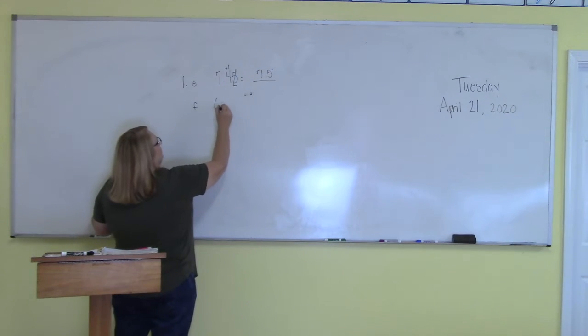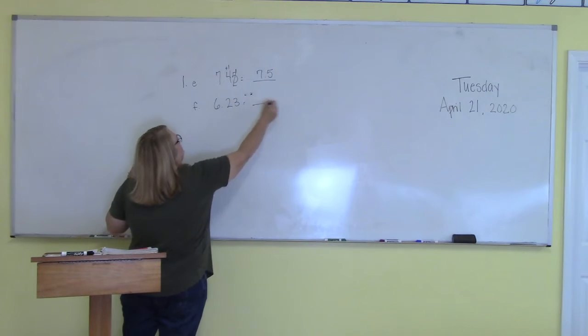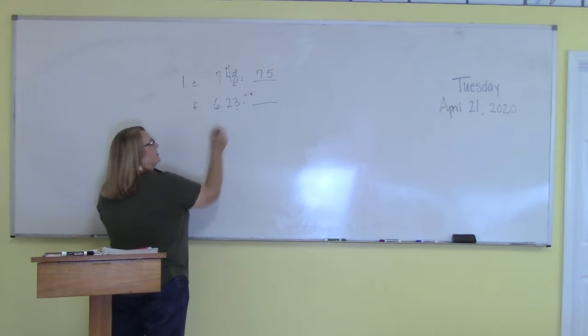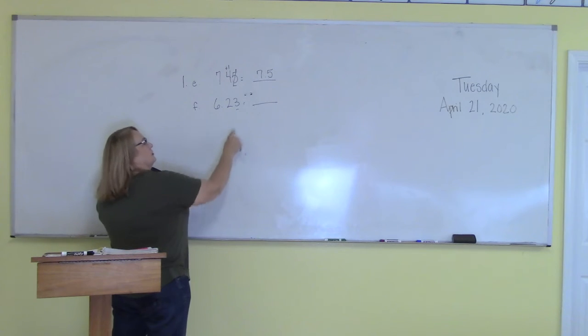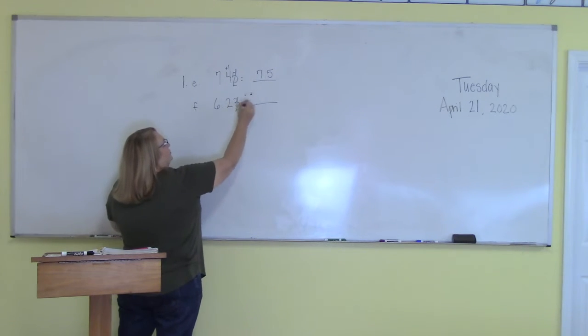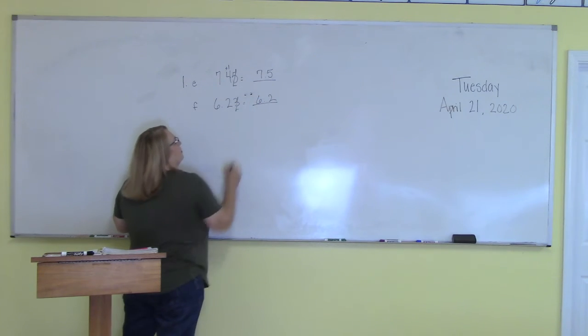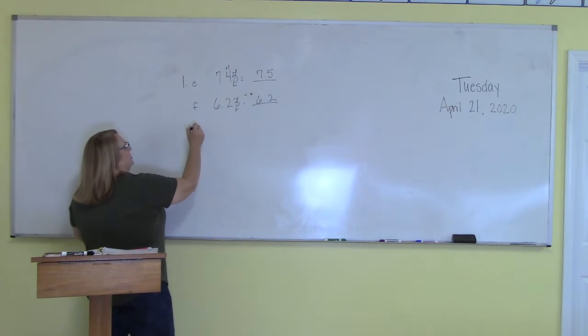F. 6 23/100, rounded to the nearest tenth. Look at your last digit. 3 is less than 5, so we're just going to mark it out. And our answer is 6 2/10.